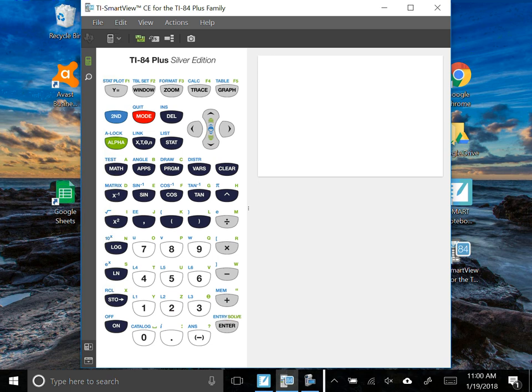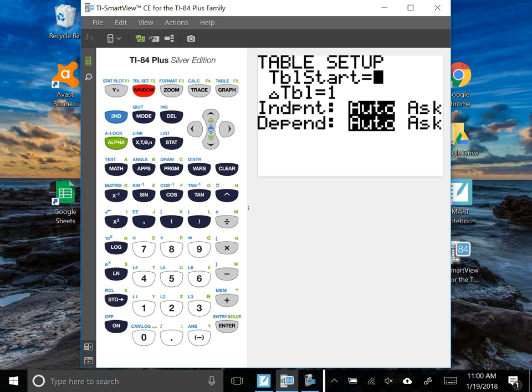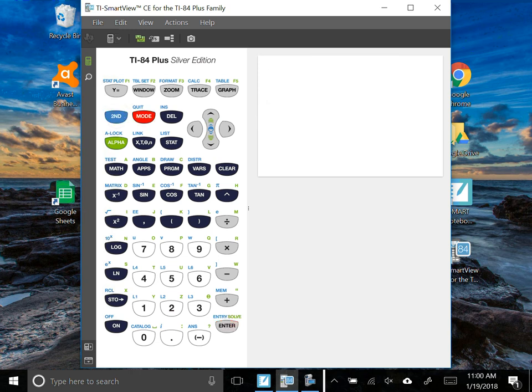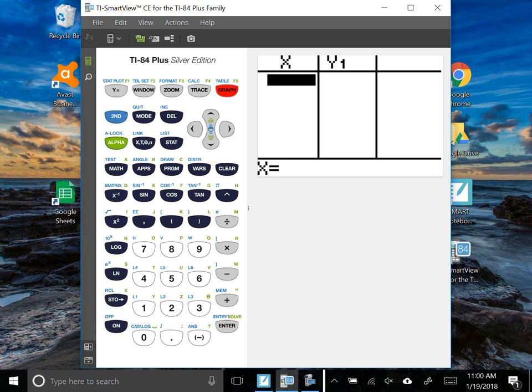Go to table set, which is second window, and make sure that it says that the independent is on ask. And right now my independent's on auto, so I want my independent to be on ask. You go down with the arrow key twice and then move over to the right and hit enter, and that will select the ask. Make sure that the dependent is on auto. So this is what your screen should look like. Go back to the home screen, second quit. Okay. Then you're going to go to the table, second graph, there's a table, and you have a blank table.